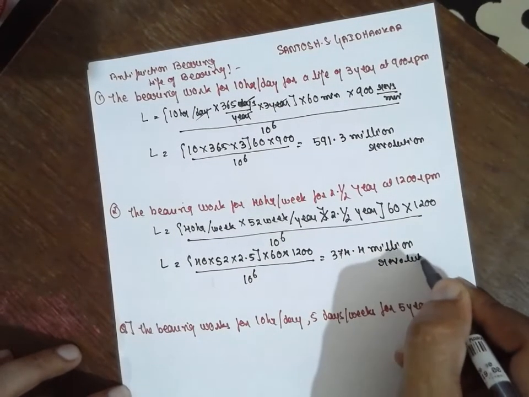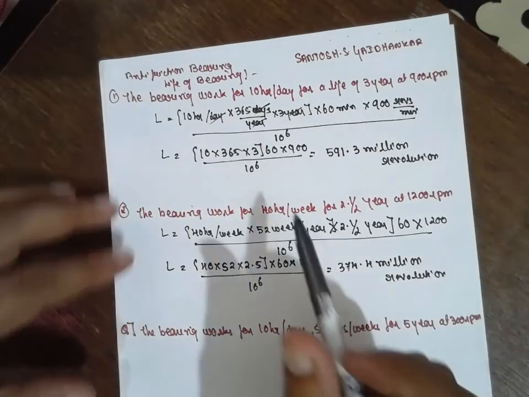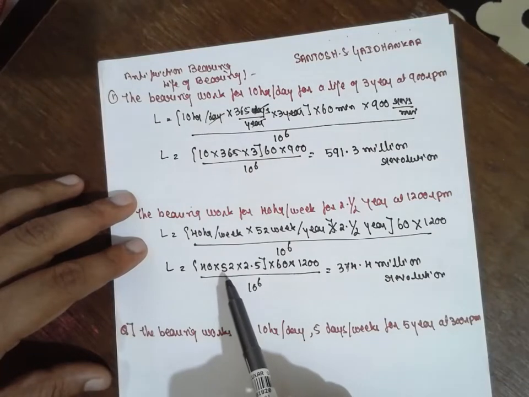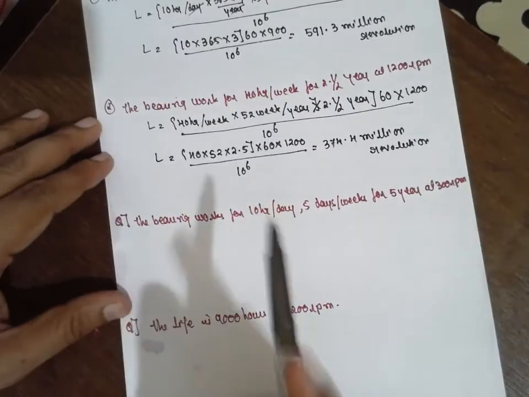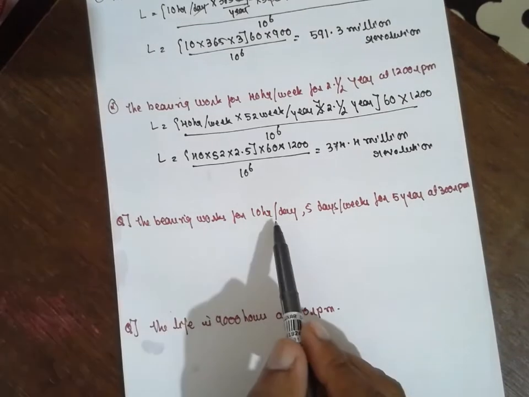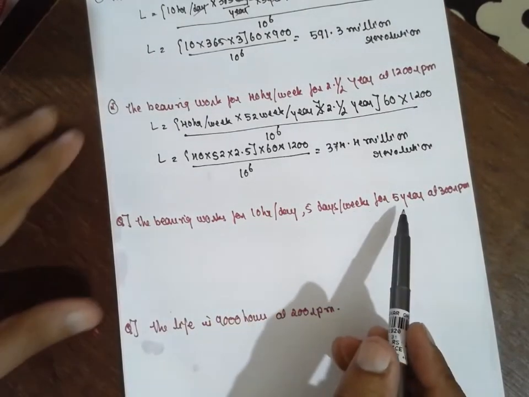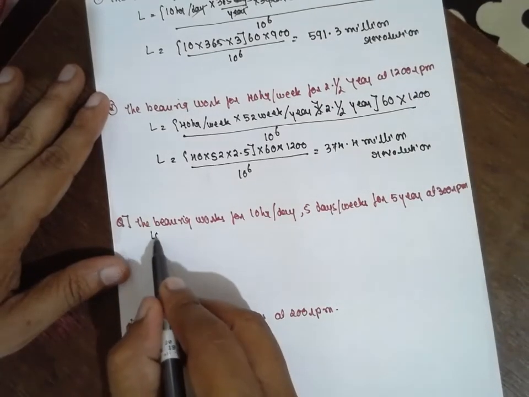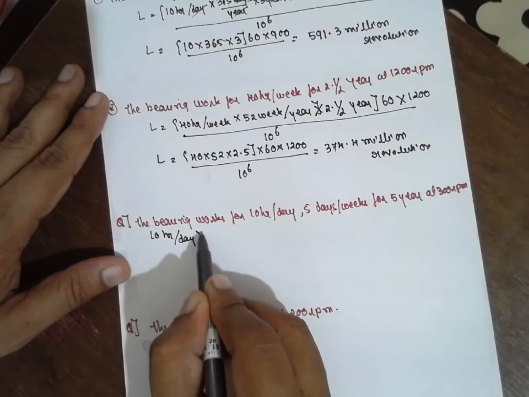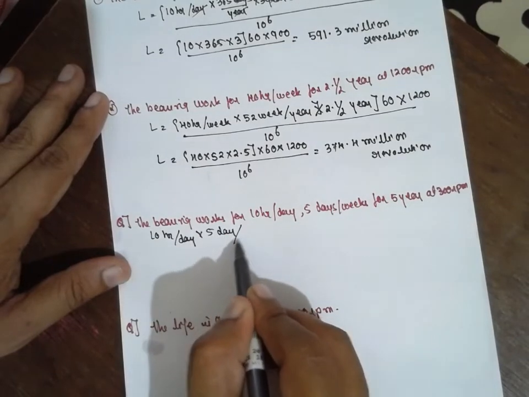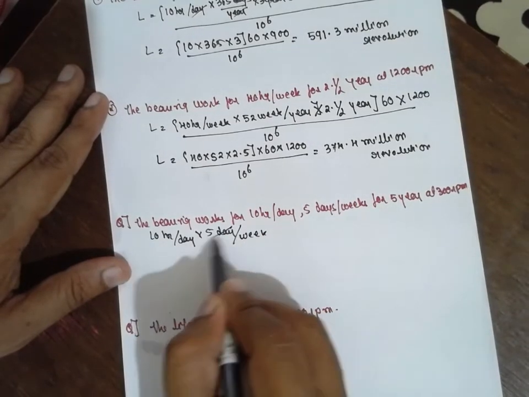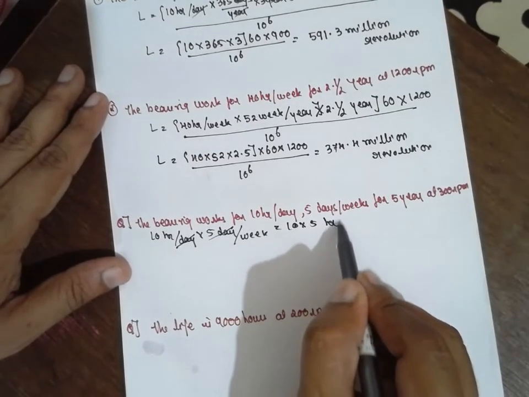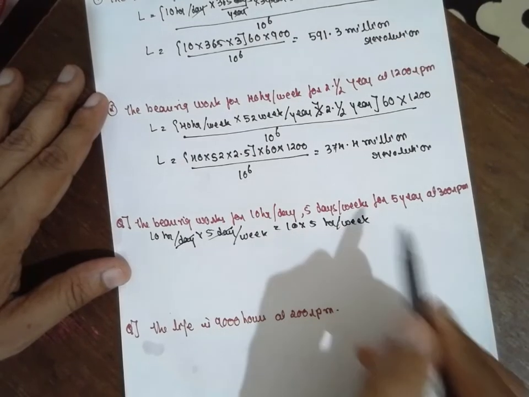That means in a problem, if it is given in terms of days, you have to go for 365 days. In terms of weeks, you have to go for 52 weeks. Next, the bearing works for 10 hours per day, 5 days per week, for 5 years at 3000 rpm. Then 10 hours per day into 5 days per week: days and days cancel, and it becomes 10 into 5 hours per week, similar to the week problem.